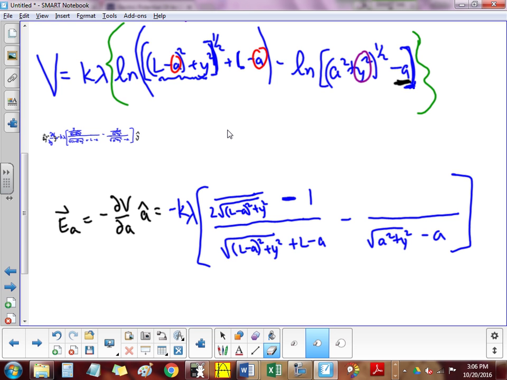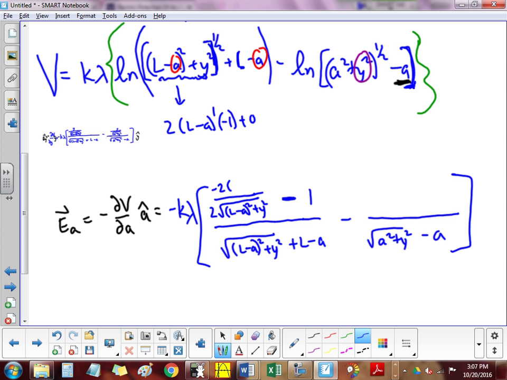All right, so almost done here. It looks like the derivative of that is going to be 2 times L minus A to the first times negative 1 plus 0. That's the derivative of L minus A squared plus Y squared. So I think it just comes out to be negative 2 times L minus A. It's pretty simple. Negative 2 times L minus A.